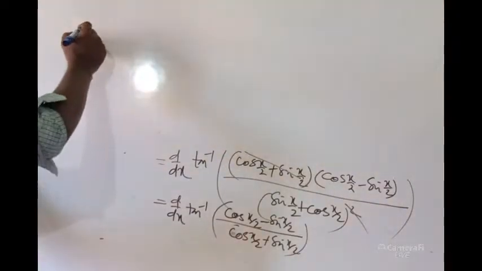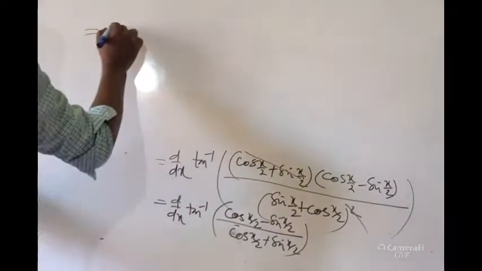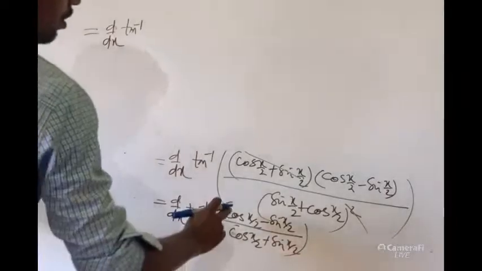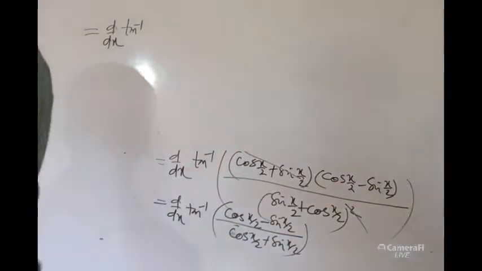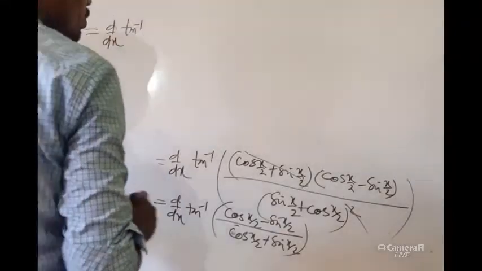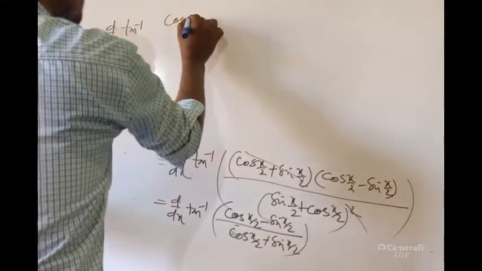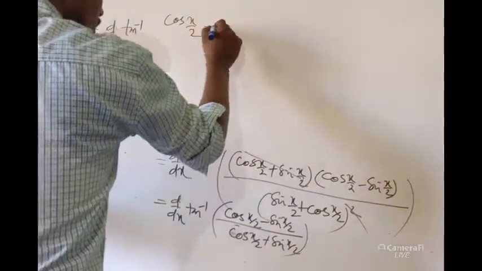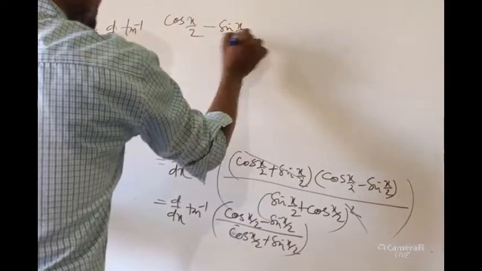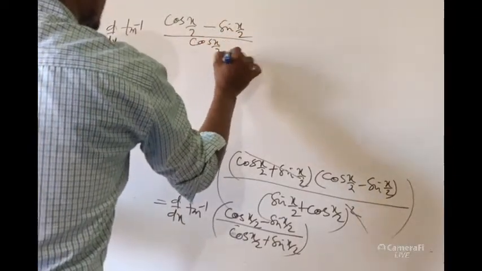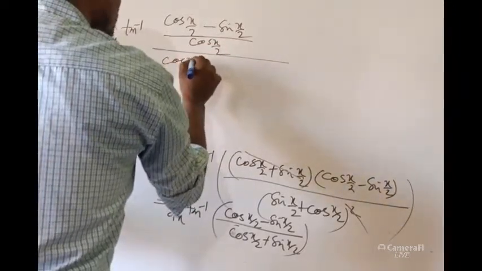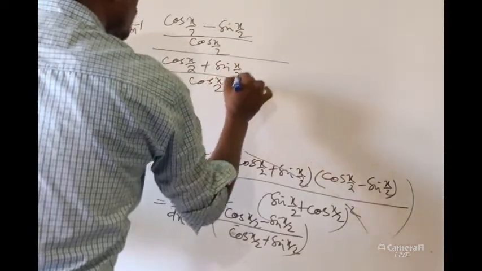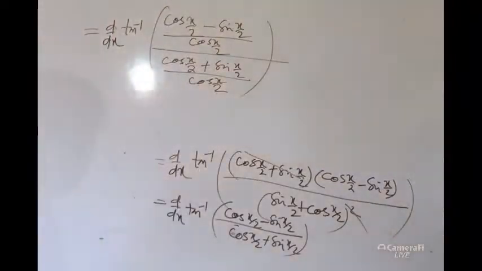Now this becomes d by dx of tan inverse of cos x by 2 minus sin x by 2. We divide both numerator and denominator with cos x by 2. Okay, cos x by 2 minus sin x by 2 and divide by cos x by 2. And also here we divide cos x by 2 plus sin x by 2 and divide by cos x by 2. Okay. Any doubt?